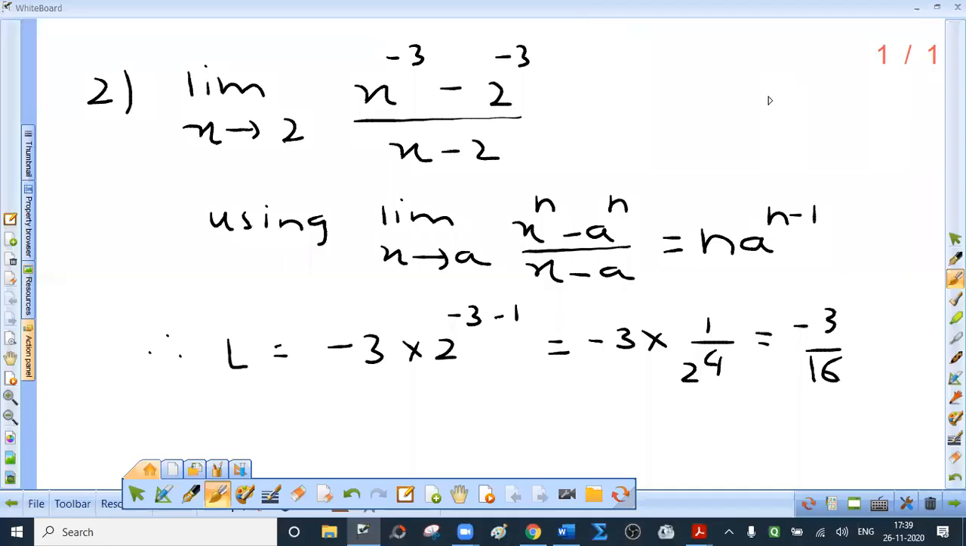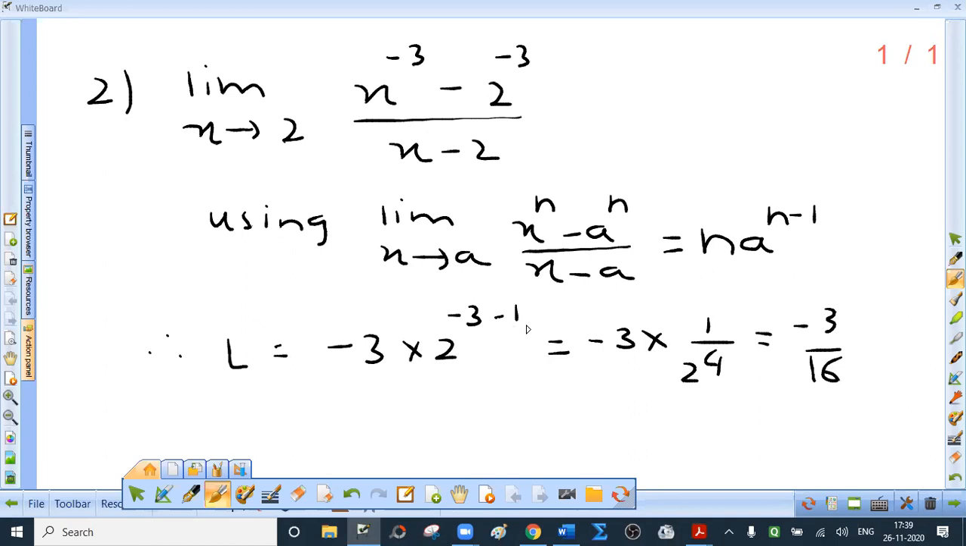Second sum: limit x tends to 2 of x raised to minus 3 minus 2 raised to minus 3 upon x minus 2. Now we have to use the standard limit: limit of x raised to n minus a raised to n upon x minus a as x tends to a is what? n into a raised to n minus 1. Here n is minus 3. a, that is the limiting value, is 2. So minus 3 into 2 raised to minus 3 minus 1.